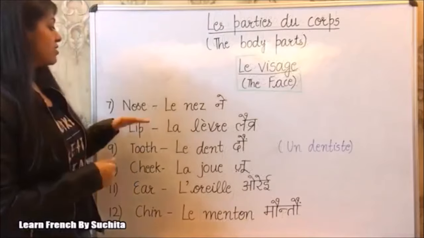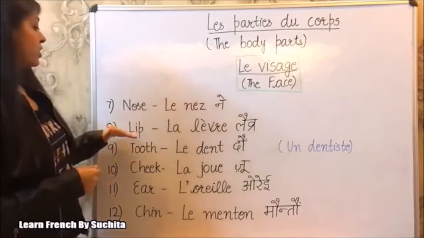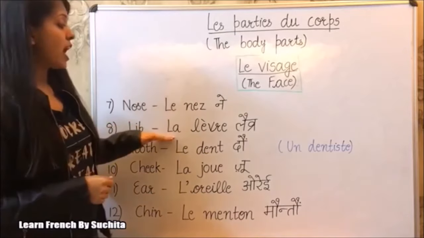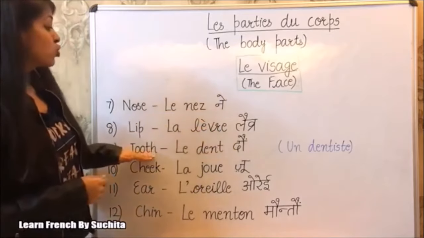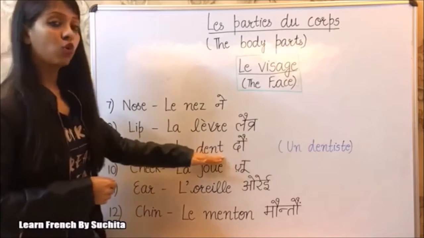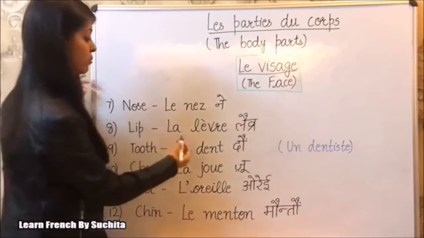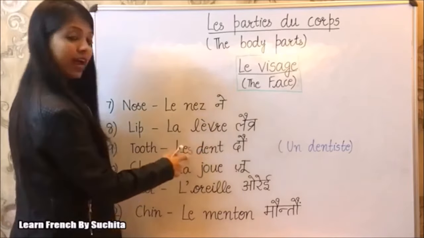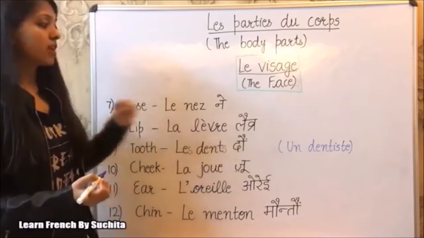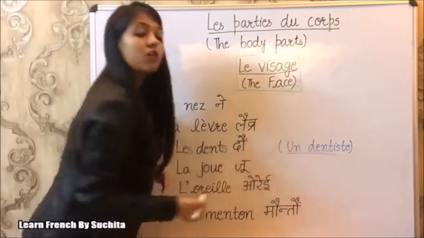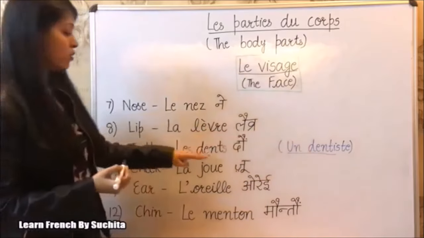Now the seventh body part is nose. The pronunciation is le nez. The eighth one is lip, which is la lèvre, la lèvre. Now, tooth. Tooth is la dent. If I want to say teeth and I have to make it plural, I will add s over here and it becomes les dents. The pronunciation is the same. Here is a word, un dentiste, which means a dentist. This word comes from the word dent.